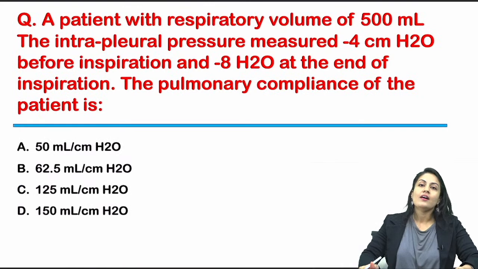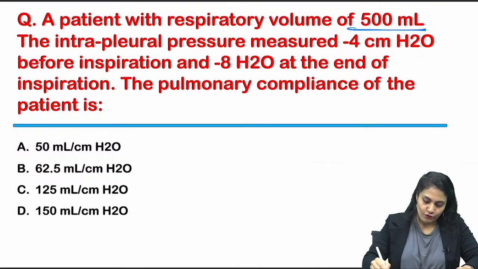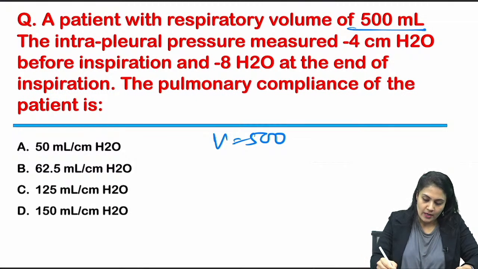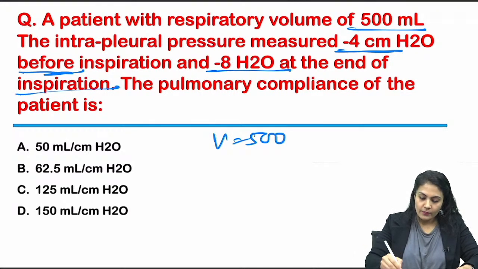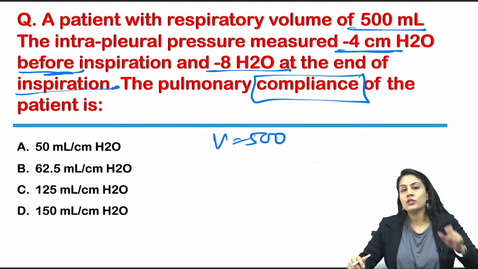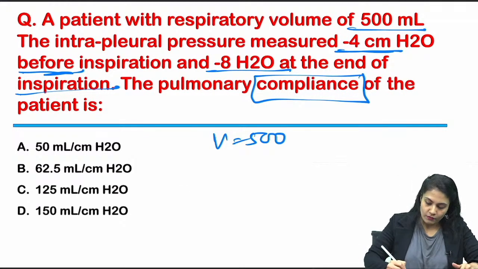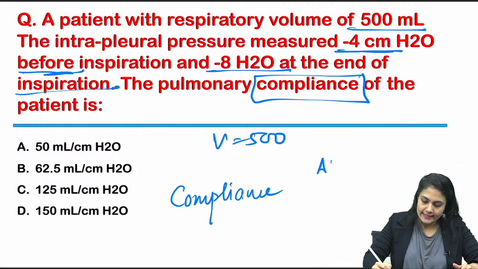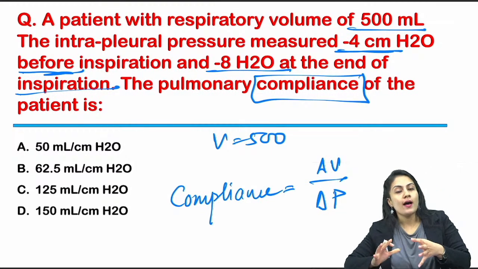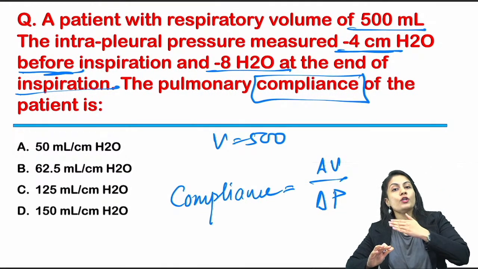Next question. A patient with respiratory volume 500, volume is given 500, intrapleural pressure is given -4 centimeters of water before inspiration, -8 at the end of inspiration. That means we have to measure the difference between these two and then we have to calculate the compliance. Compliance, formula of compliance, guys. Compliance is equal to delta V by delta P.